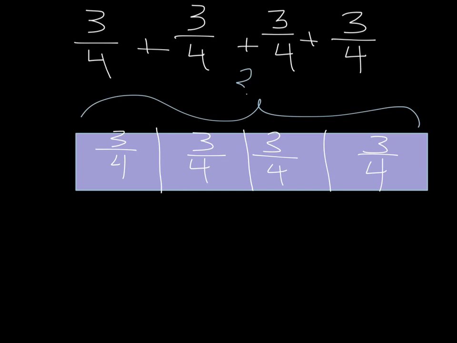Now for the second part of the problem, we need to write a multiplication expression equal to 3/4 plus 3/4 plus 3/4 plus 3/4. So we have 4 times 3/4.